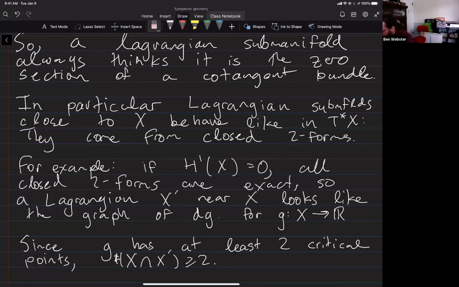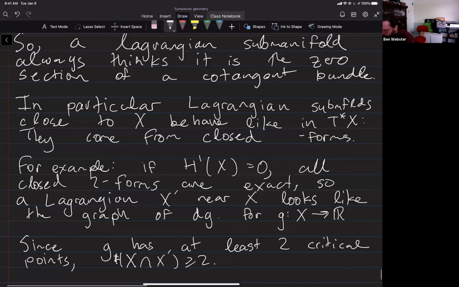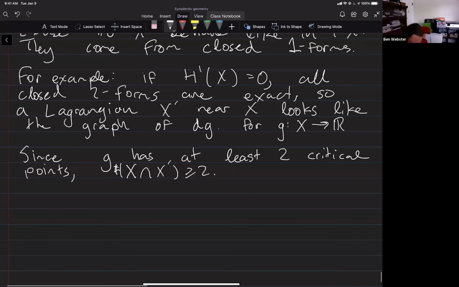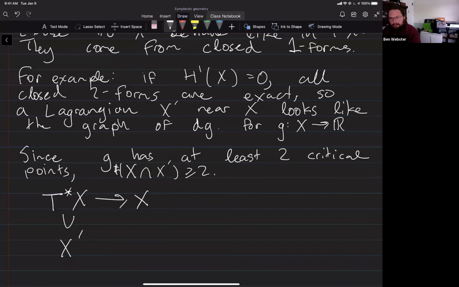So the reason is, I think you joined the class a little late, so you might not have been here when we discussed this. If I have the cotangent bundle of X, then that has a map down to X, right? And if I have some other Lagrangian submanifold in here, then that has an induced map to X. And if I'm close to X, then that should be an isomorphism.